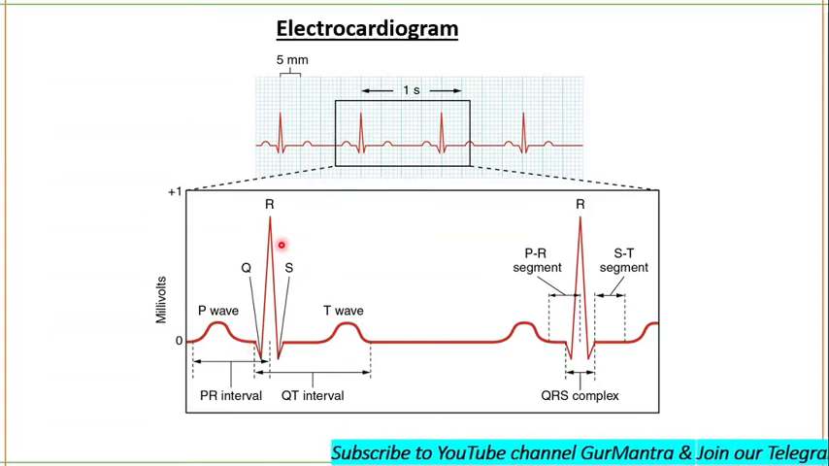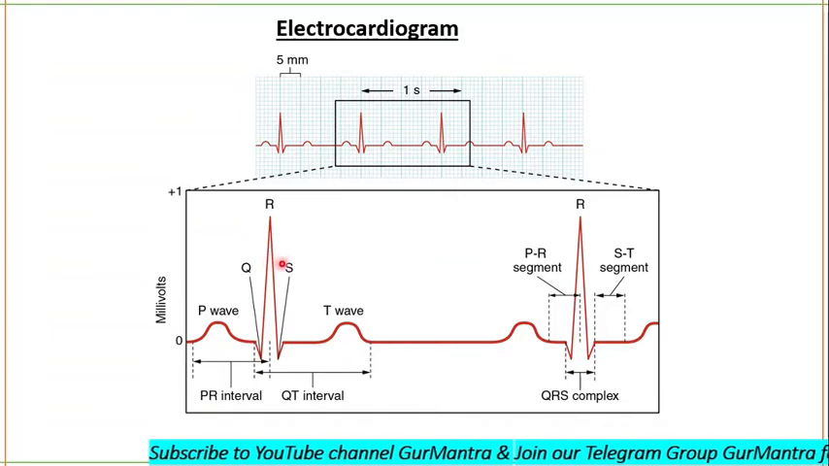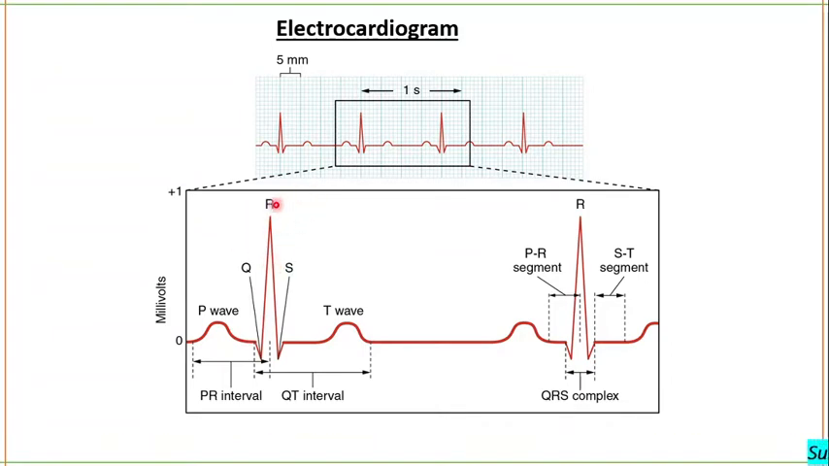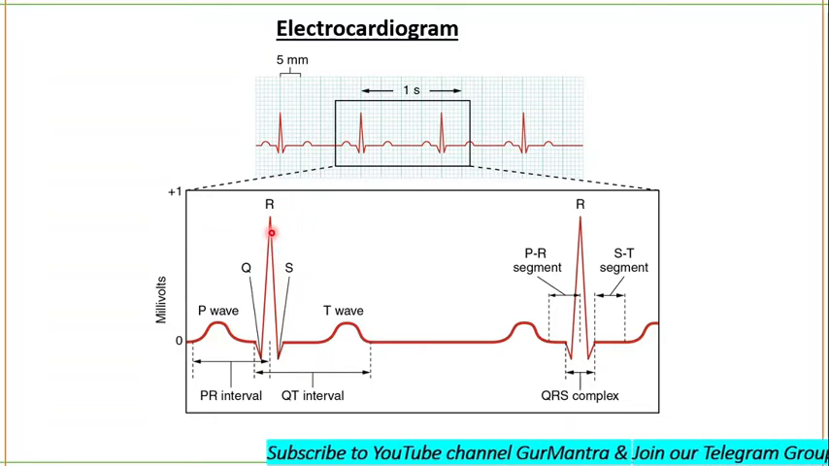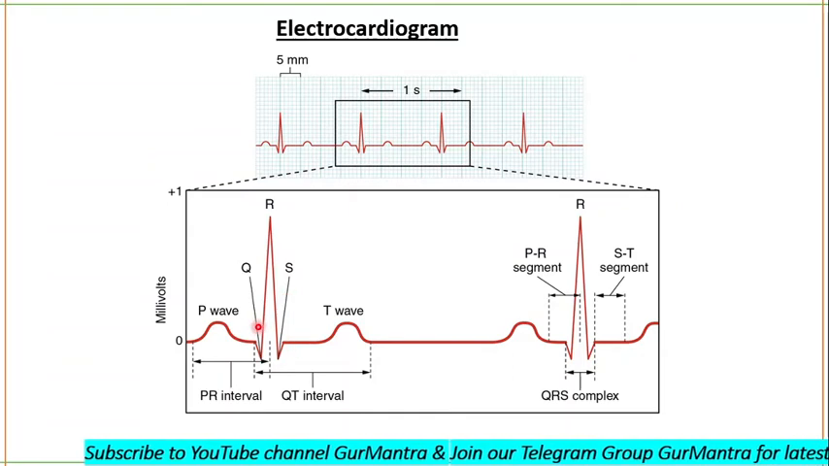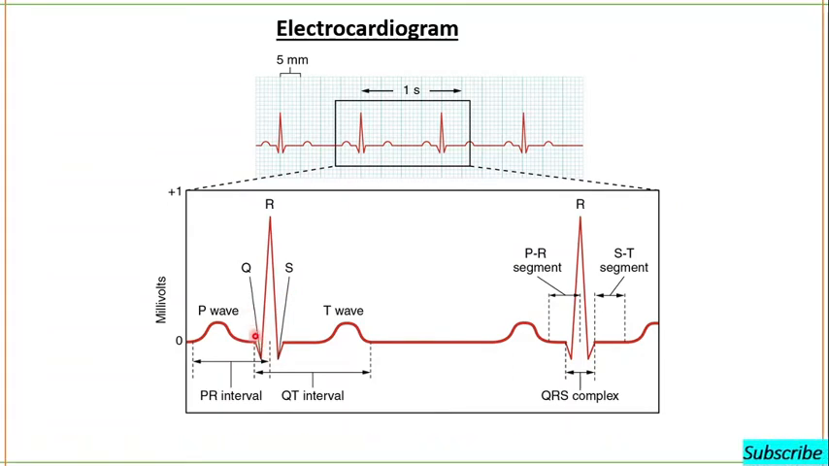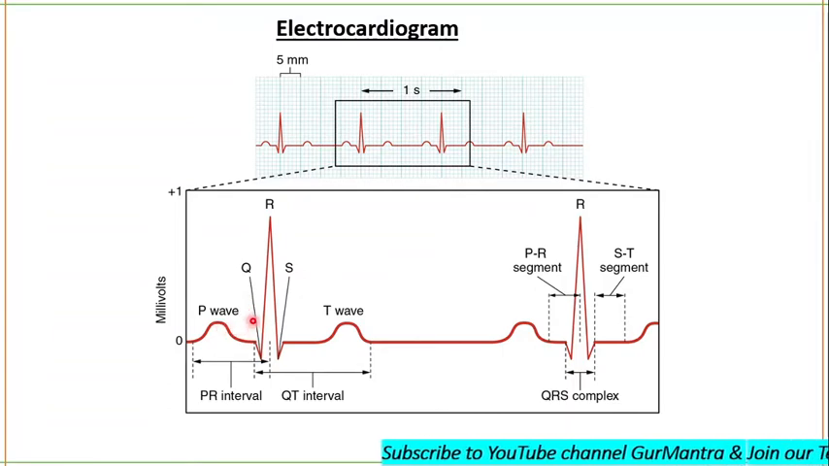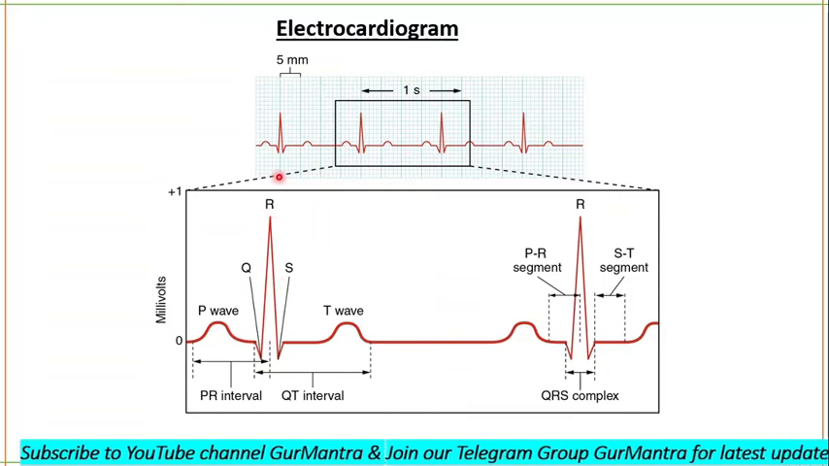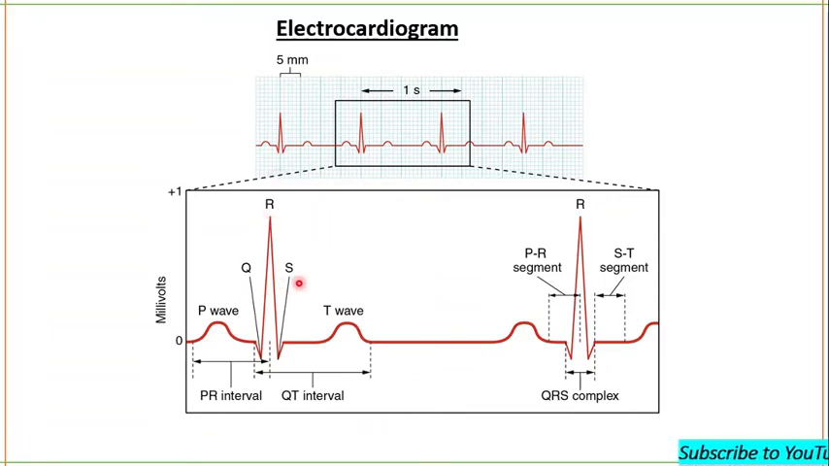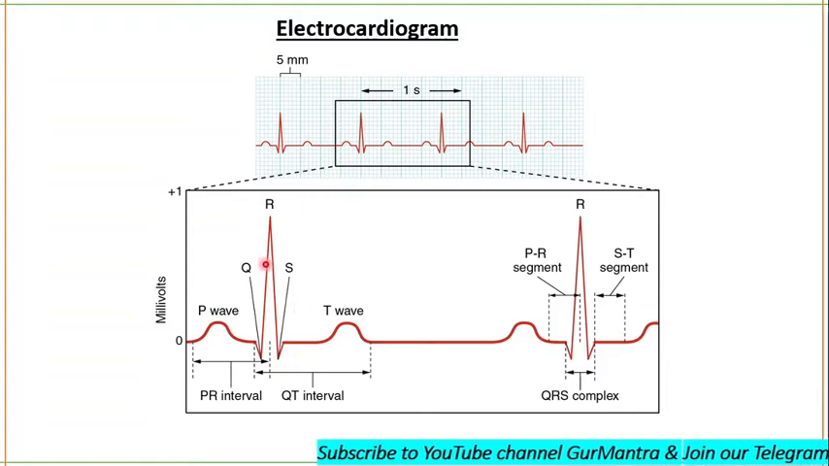The second wave you can see is the QRS complex. It indicates the onset of contraction of the ventricle. It represents rapid ventricular depolarization as the action potential spreads into the ventricles. This is the Q wave. The Q wave is the first negative, downward deflection after the P wave. Then the R wave is the first upward or positive deflection after the Q wave. The S wave is the negative, downward deflection after the R wave.